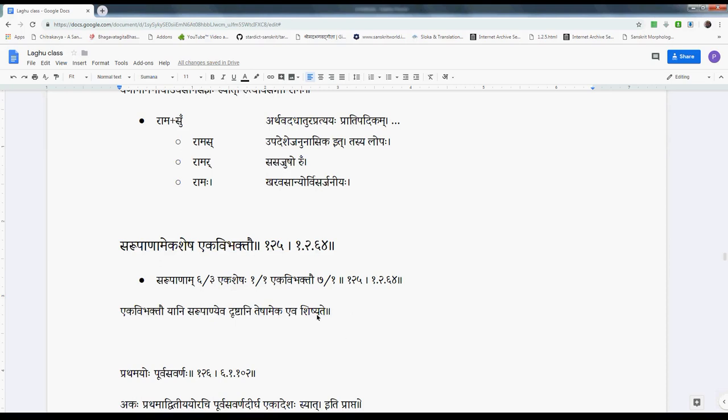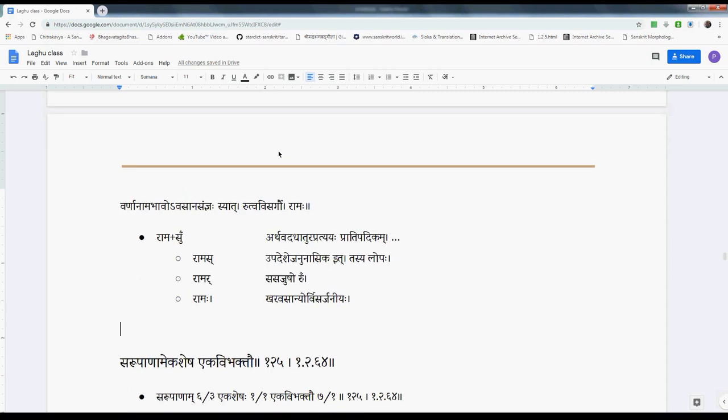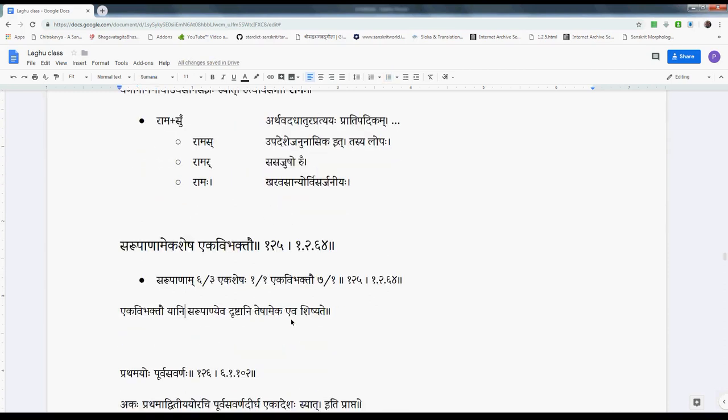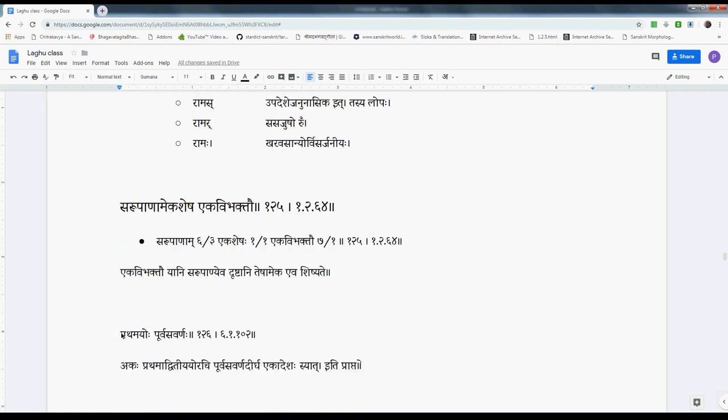And that Rama, you add Au Vibhakti here, because we have derived Ramaha Prathama Ekvachana. This one, Ramau, when you are deriving. So I'll just mark this in bold. This is derived. When you are deriving Ramau, that time this sutra will keep only one Rama, even if there are two or more than two in the plural.